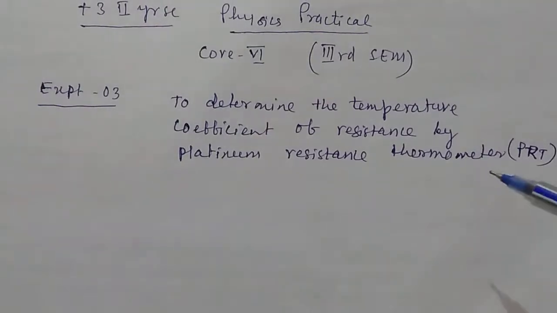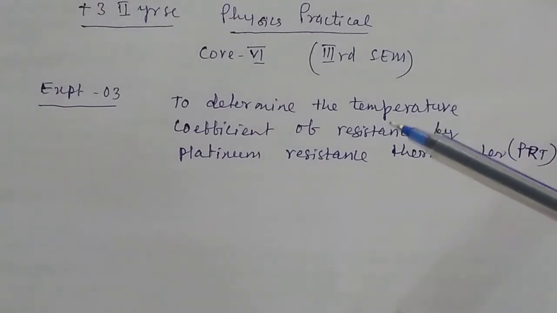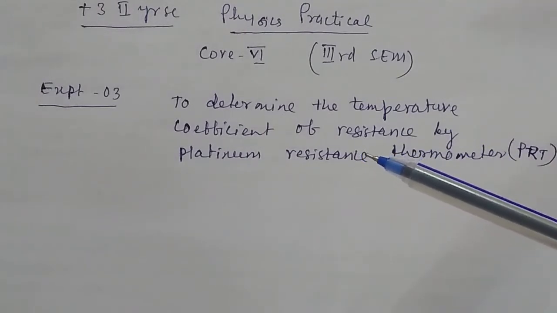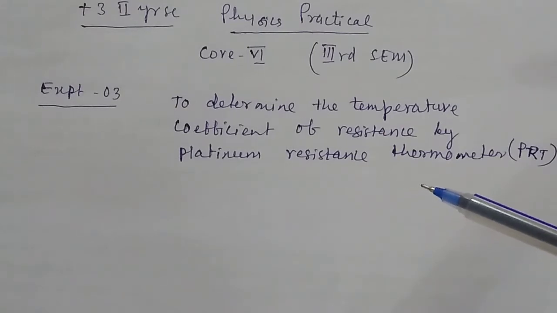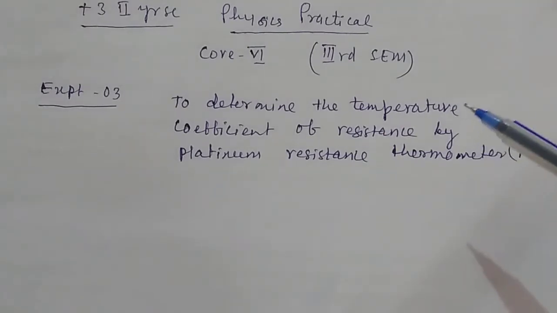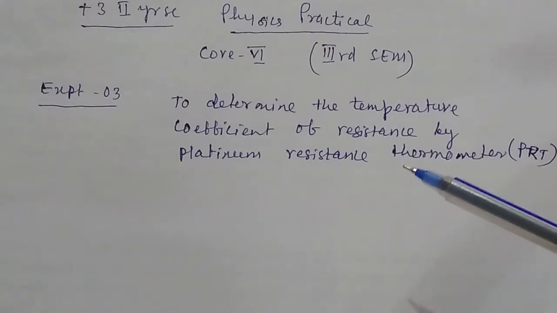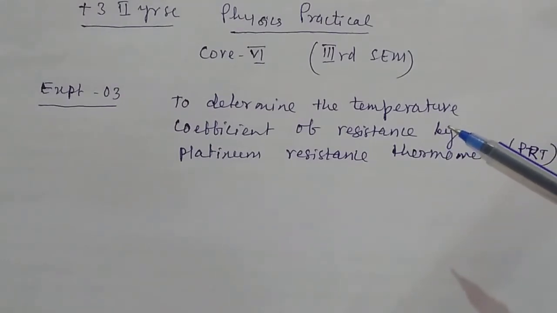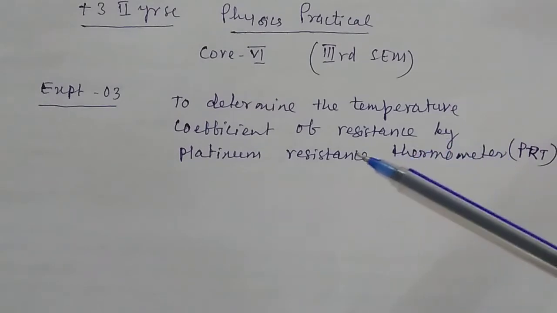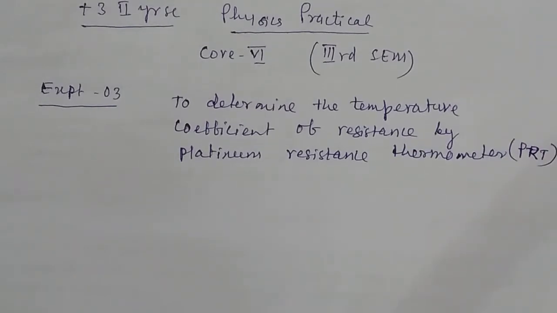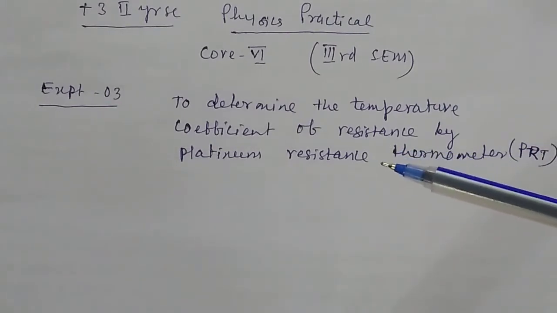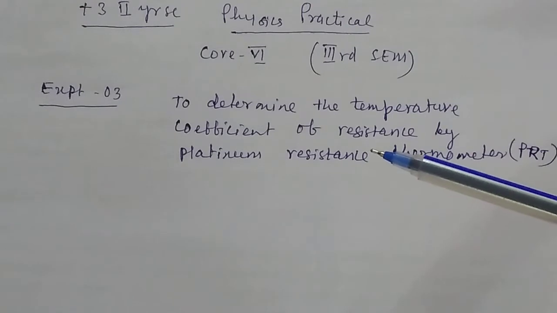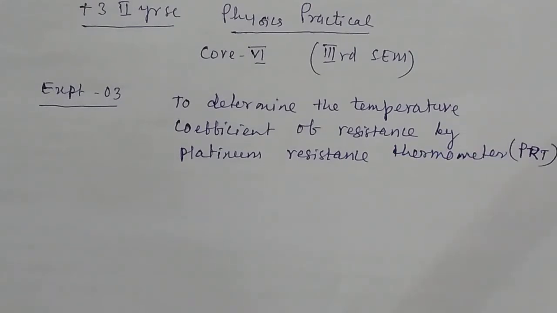And in BSc, in the thermal physics experiment, you have an experiment to determine the temperature coefficient of resistance by platinum resistance thermometer. To find the resistance of the platinum resistance thermometer, you should have an idea about Carey-Foster's bridge. If you have no idea about Carey-Foster's bridge, you first see the experiment on the meter bridge, then Carey-Foster's bridge, then you can easily do the experiment, that is how to find the resistance of a platinum resistance thermometer or PRT.